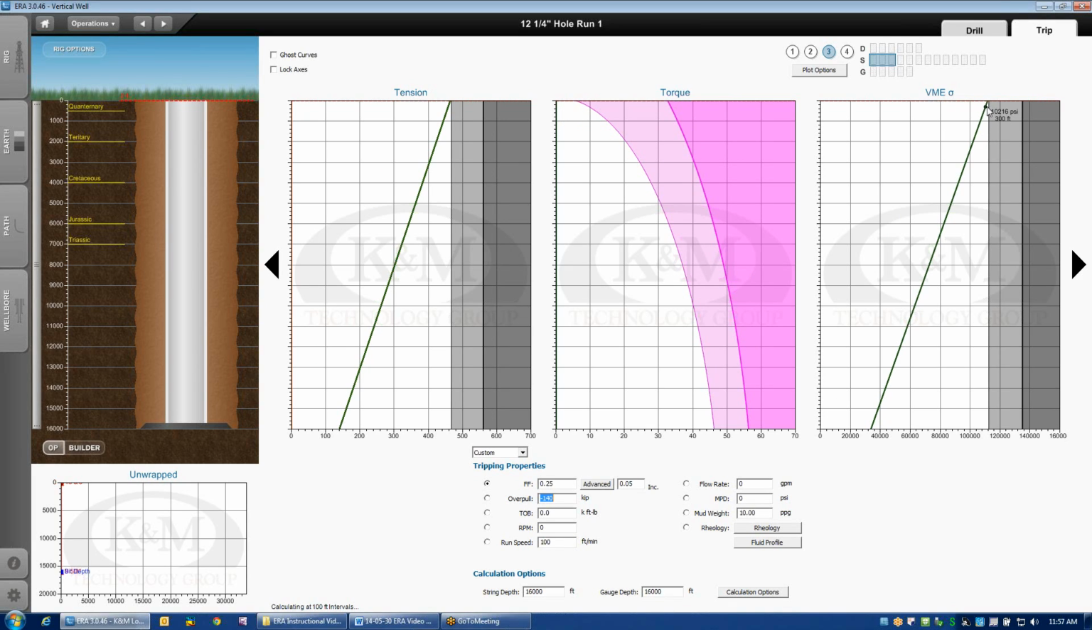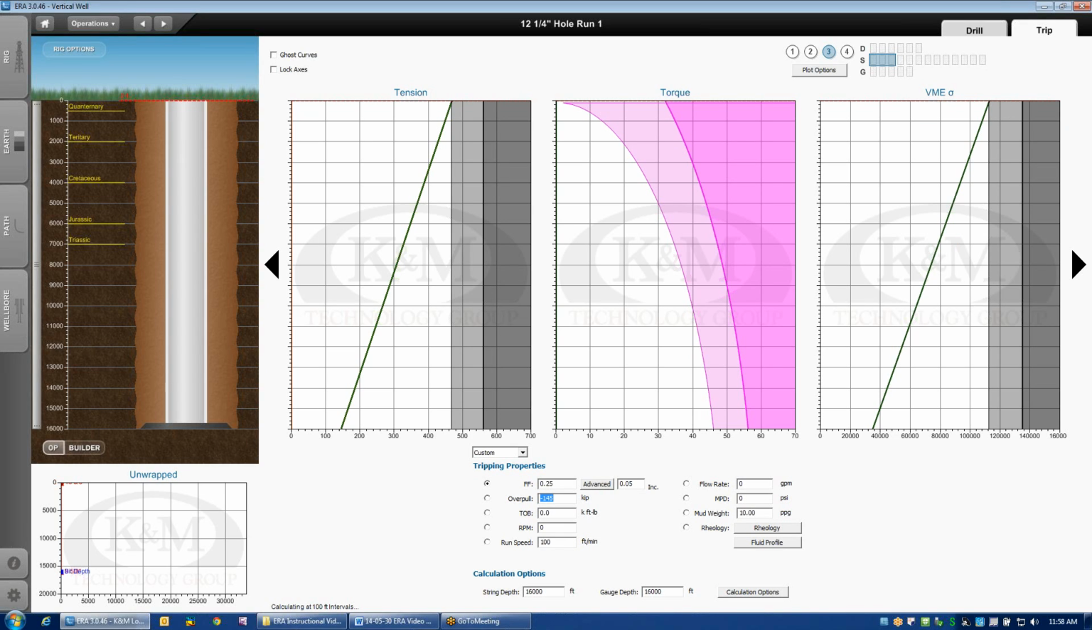And then, of course, over here on the right, the VME load is right at the design factor limit. If I was to apply just a little bit more overpull, then you'd see that I have zero torque capacity essentially, and I'm just at the threshold. So 145,000 pounds overpull is the absolute limit.